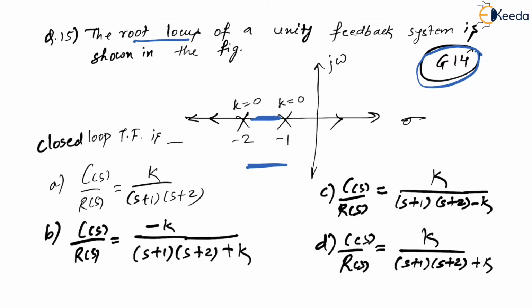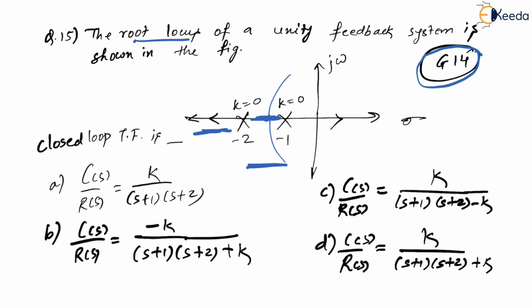Odd number of poles, right? Which means this has to be a root locus area. Similarly, this area should not be a root locus area, right? Which means ideally, what should happen? Your root locus should travel like this. Breakpoints should be there this way.